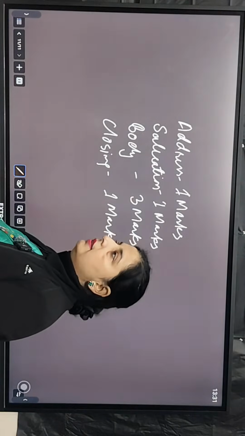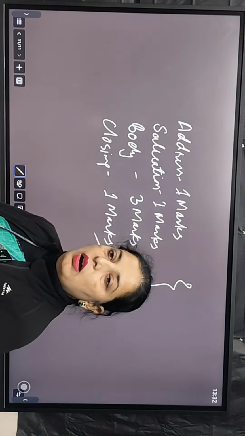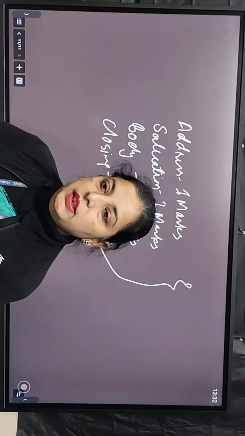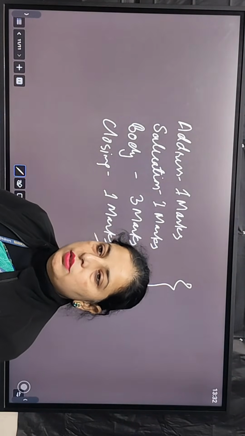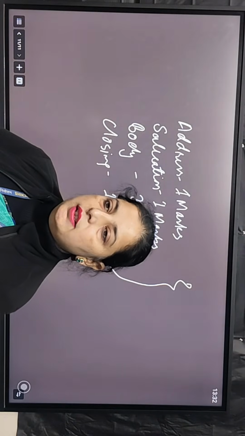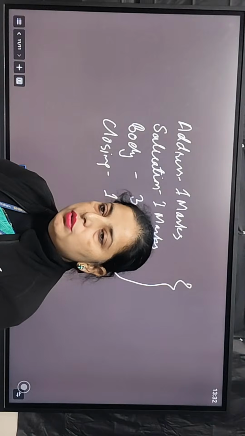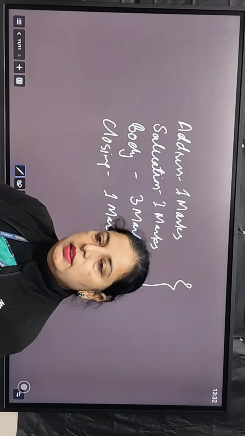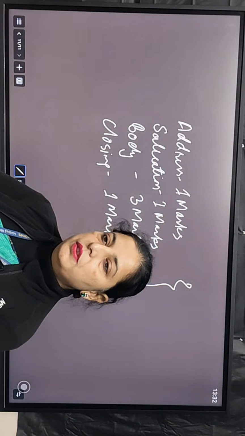This is the marking scheme for writing. You will get 6 marks. How can you score 6 marks out of 6? So 1 mark is for writing address, 1 mark is for writing salutation, either respected sir, ma'am, or whatever is given in the question paper. Body is of 3 marks in 3 paragraphs, and last is closing. Closing is of 1 mark.